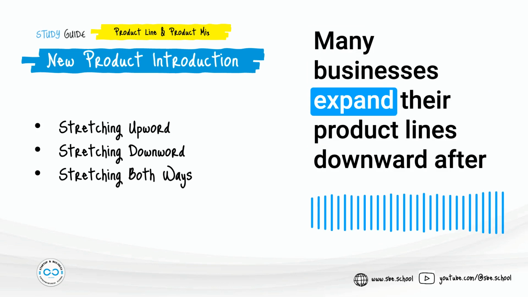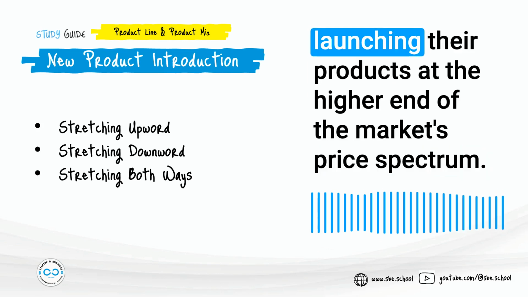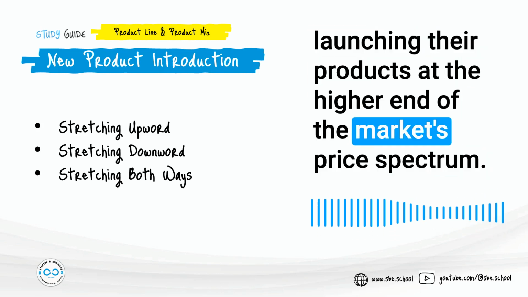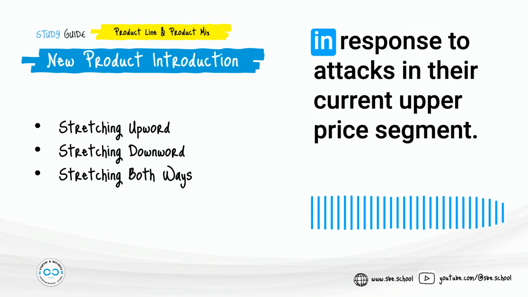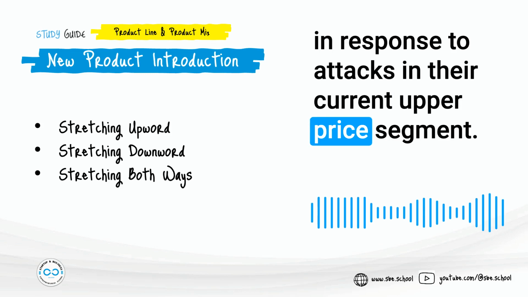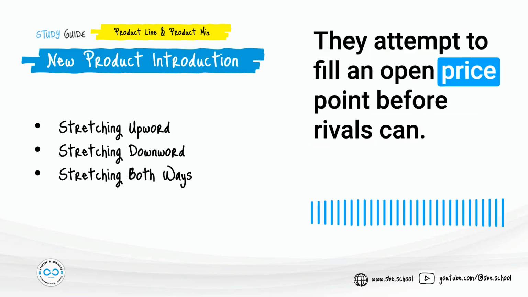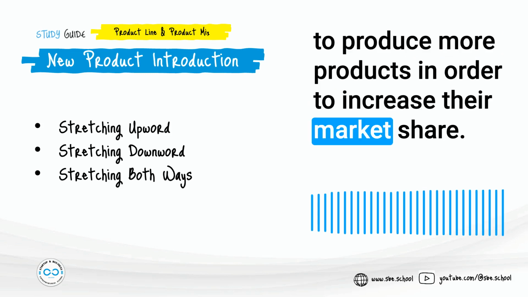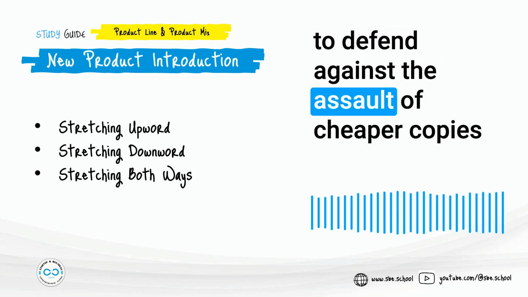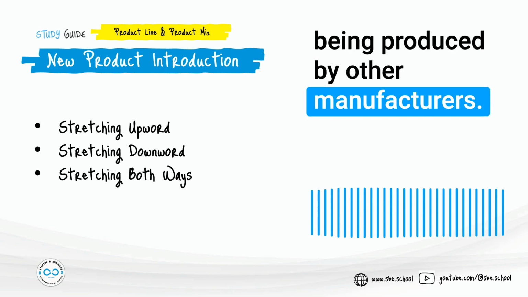Many businesses expand their product lines downward after launching their products at the higher end of the market's price spectrum. They act in this way because they attempt to launch a lower-end product in response to attacks in their current upper price segment. They attempt to fill an open price point before rivals can, to produce more products in order to increase their market share, and to defend against the assault of cheaper copies being produced by other manufacturers.